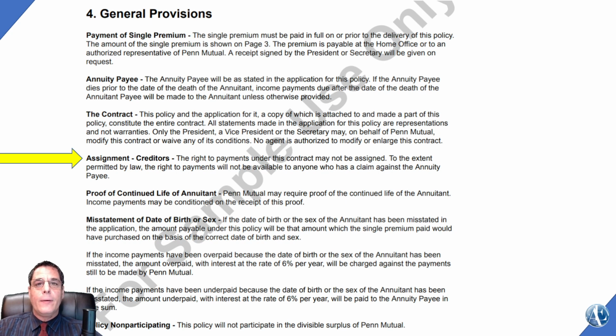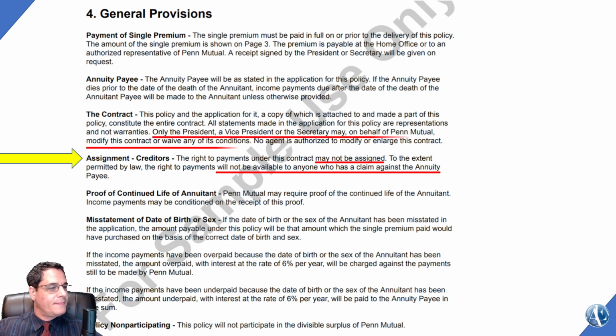This language is even used in the Medicaid funded annuities, and that's the protection. So it may not be assigned and will not be available to anyone who has a claim against the annuity payee. That's very, very strong, ironclad language that you can't get around in any type of legal court for the most part.